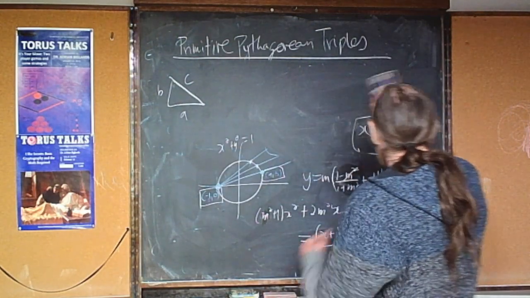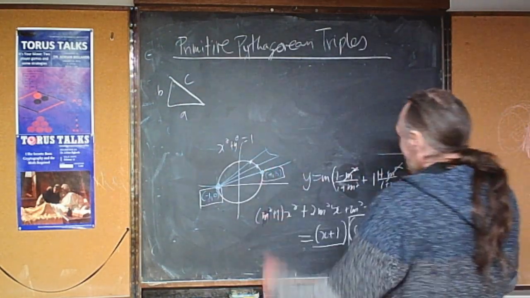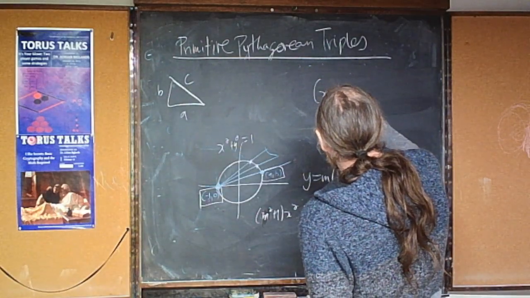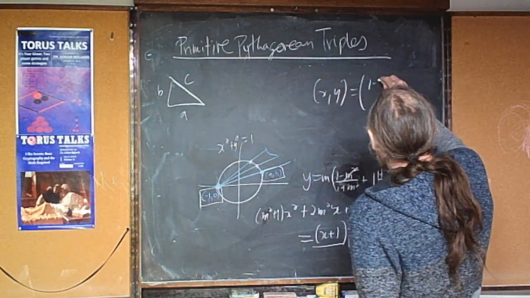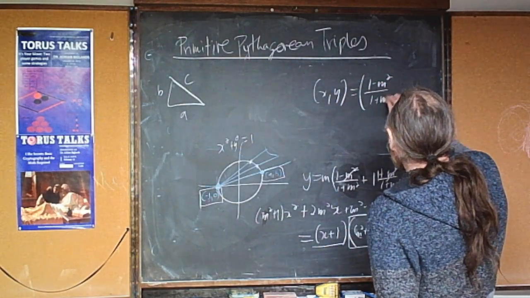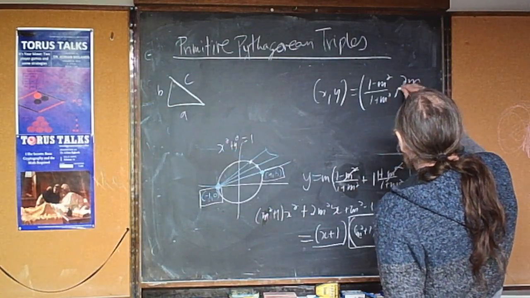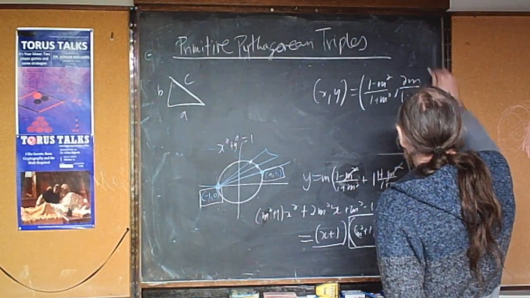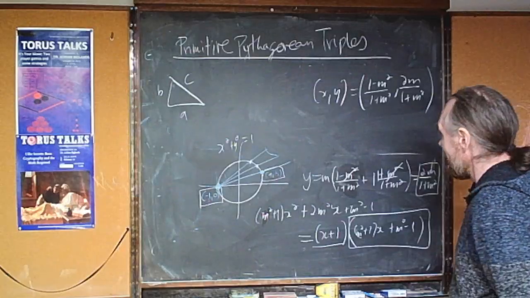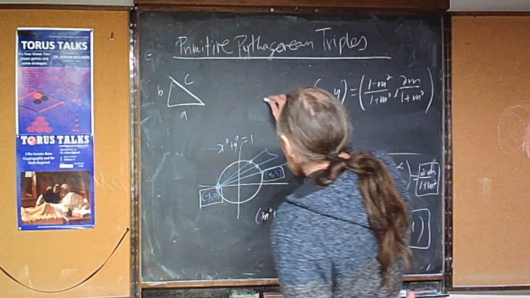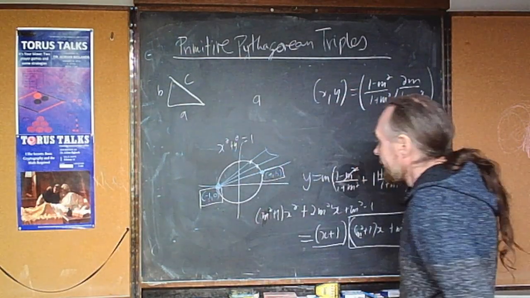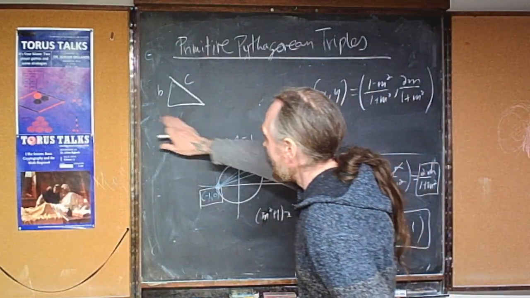So now what that said was the other non-trivial point in the first quadrant is going to be x, y is now equal to 1 minus m squared over 1 plus m squared, 2m over 1 plus m squared. And how does this relate to the Pythagorean triples? Now what we're doing is we're assuming that I derived this. I should have used p, q, and r.